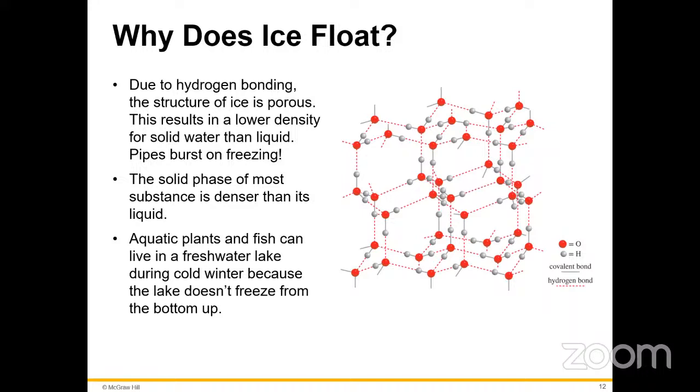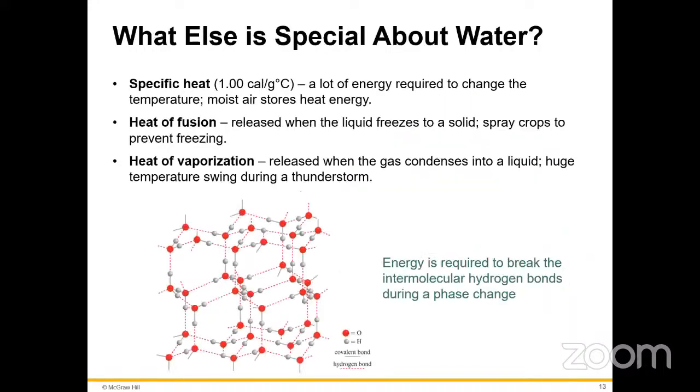And as stated here, aquatic plants and fish can live in freshwater lakes during cold winters because the lake doesn't freeze from the bottom up. And that's because ice is less dense than liquid water, so therefore the ice forms on the surface while water will exist in the liquid state below. And therefore you can still have aquatic life below the ice as a result of that, all right? If the opposite was true, then basically aquatic life would be negatively affected if it freezes from the bottom up. But that's not the case, as I said before, because solid ice is less dense than liquid water, all right?